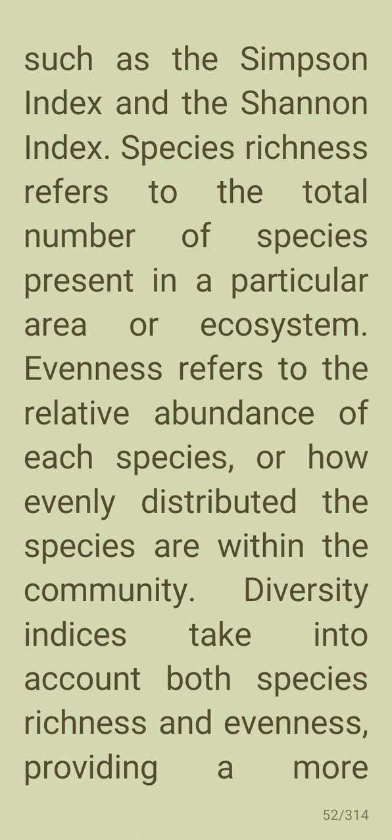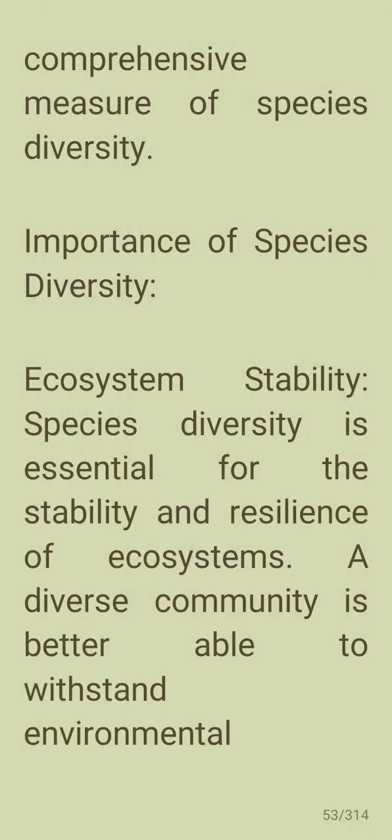Species richness refers to the total number of species present in a particular area or ecosystem. Evenness refers to the relative abundance of each species or how evenly distributed the species are within the community. Diversity indices take into account both species richness and evenness, providing a more comprehensive measure of species diversity.